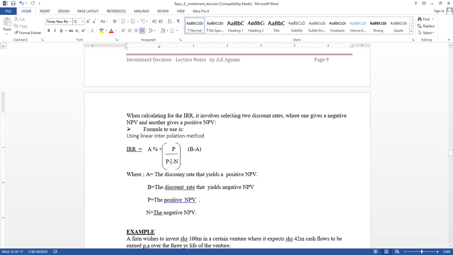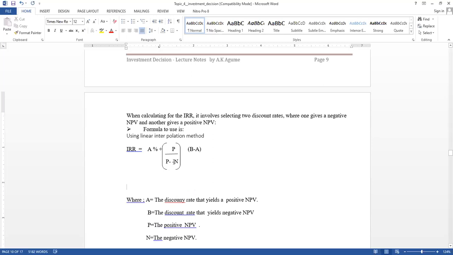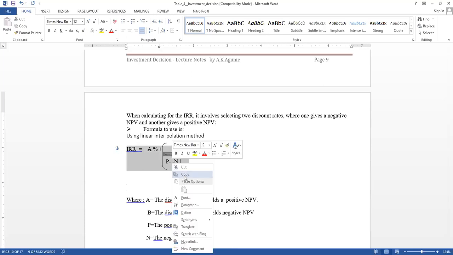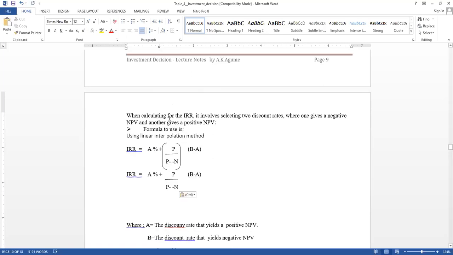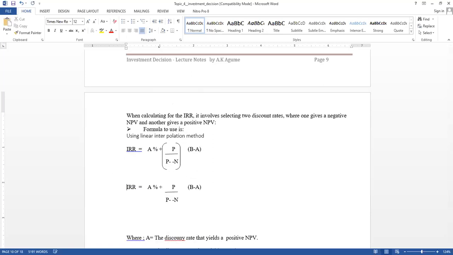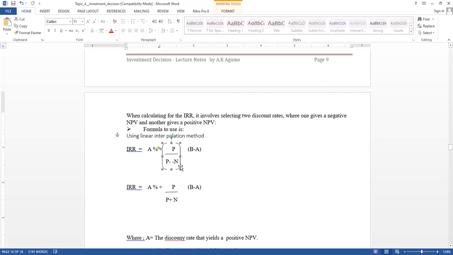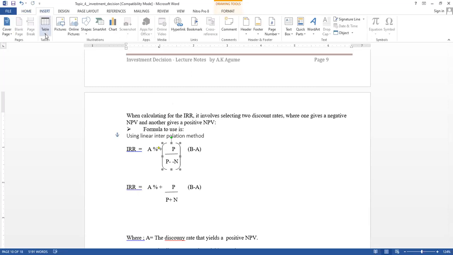When we come here, because this is P minus a negative N, minus minus, our formula will change. The minus minus would be positive. So meaning that here it would be P plus N. Okay, it would be P plus N.